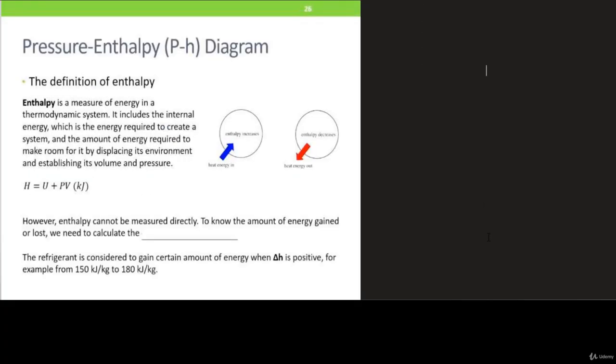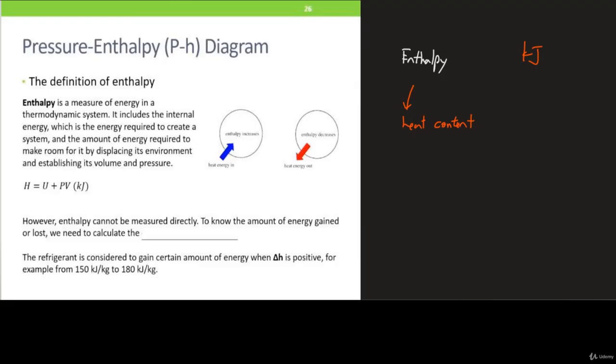So first, before I go into the pressure enthalpy diagram, you need to know the definition of enthalpy. Enthalpy in a thermodynamic system is a very common parameter. Basically, it tells you the amount of heat content inside a gas. So when we say that this particular gas at this state has a very high enthalpy, it means that it contains a lot of heat energy. The unit for enthalpy is kilojoules, just like the unit for energy.